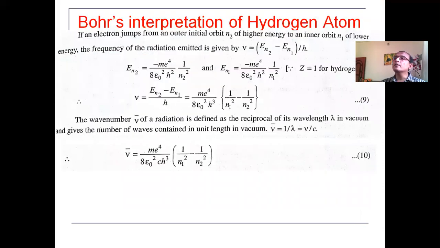Bohr's interpretation of the hydrogen atom can also be seen by taking the difference between the energies of the electron in two successive orbits, that is En2 minus En1 divided by h, where h is Planck's constant. And here you can see that v bar, which I am showing, is the wave number. Wave number of the radiation is the reciprocal of wavelength lambda in vacuum, and it gives the number of waves contained in unit length in vacuum. v bar is equal to 1 upon lambda, and v bar is equal to v upon c.